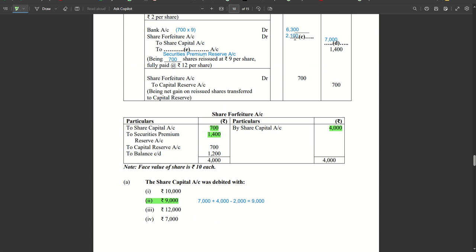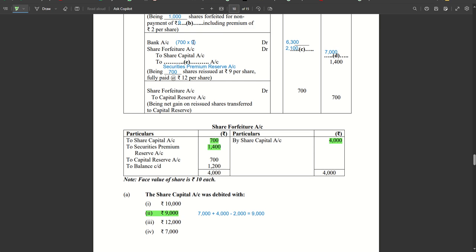Okay, so if you look at the share forfeiture account, you will see that it is debited to share capital account 700 and to securities premium reserve account 1400. So these two amounts comprise the share forfeiture amount here, 2100. To clarify things and make them easier for you, as you can see, the shares are reissued at rupees 9 per share. There is a discount of rupee 1. On 700 shares, that becomes 700 here.